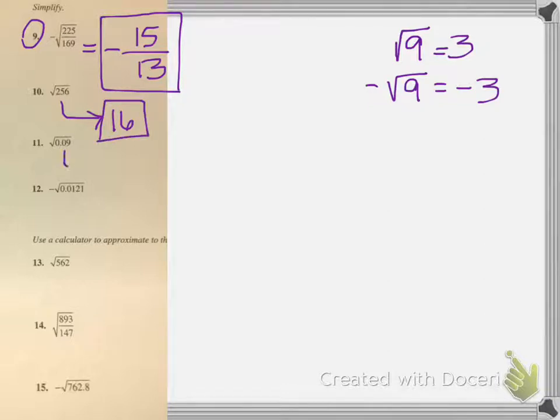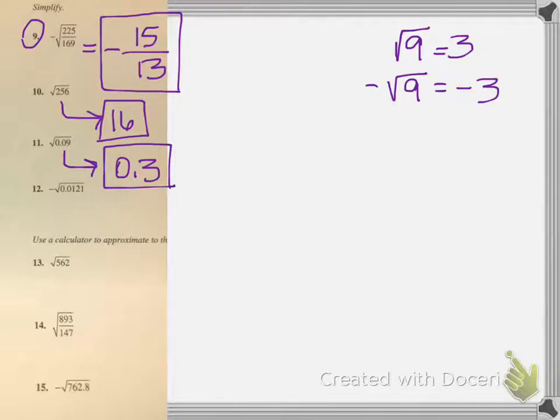Decimals can also be perfect squares. We know that just the number 9 itself is a perfect square, so if you see 0.9 or 0.09 or 0.009, you should look into that. Perhaps they are perfect squares. So for number 11, that is actually going to be 0.3 or 3/10.